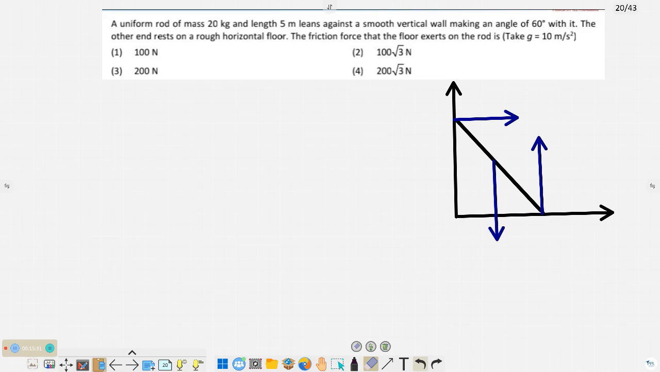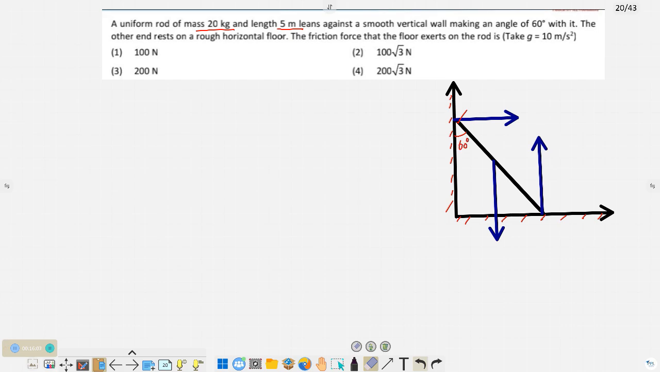The next question is related to mechanics along with the friction concept. They give a rod of mass 20 kg and length 5 meters, which leans against a smooth vertical wall. You can see the diagram here. This is the vertical wall, and the rod, the black one, is leaned against it, making an angle of 60 degrees with the wall, that is, with the vertical.